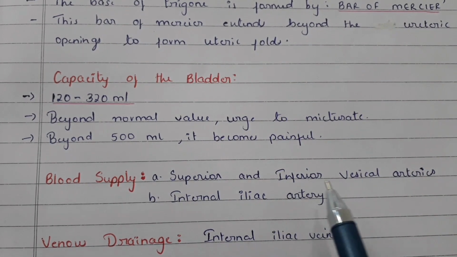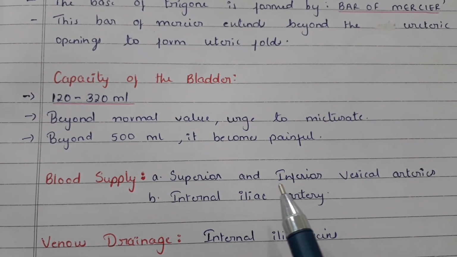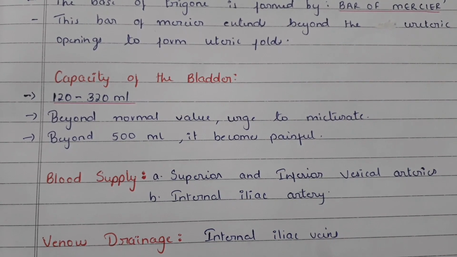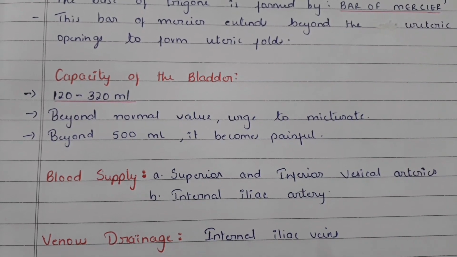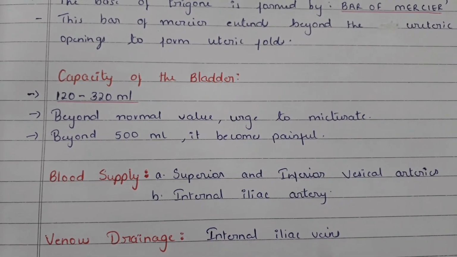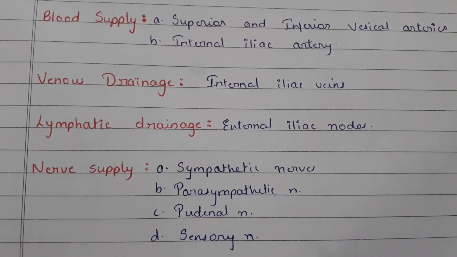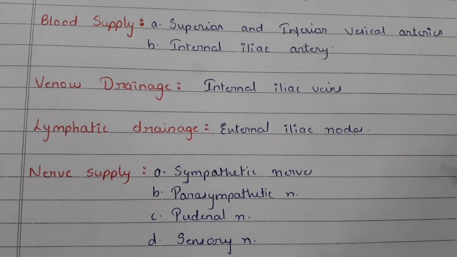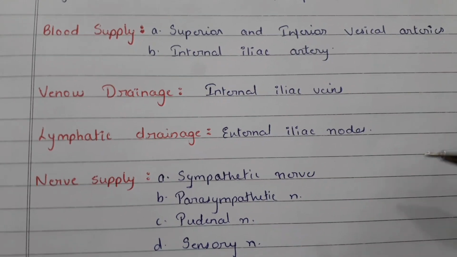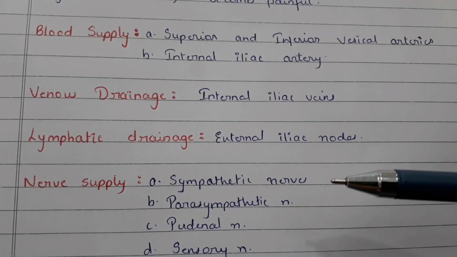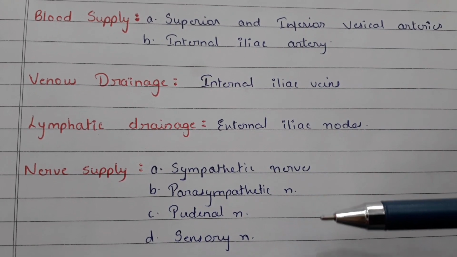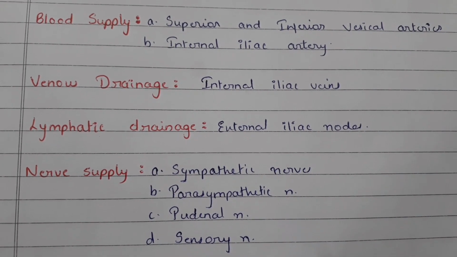Blood supply of the urinary bladder is by the superior and the inferior vesical arteries and the internal iliac artery. Venous drainage is into the internal iliac veins. Lymphatic drainage, it drains into the external iliac nodes. Nerve supply is by the sympathetic nerves, parasympathetic nerves, pudendal nerves, and the sensory nerves.